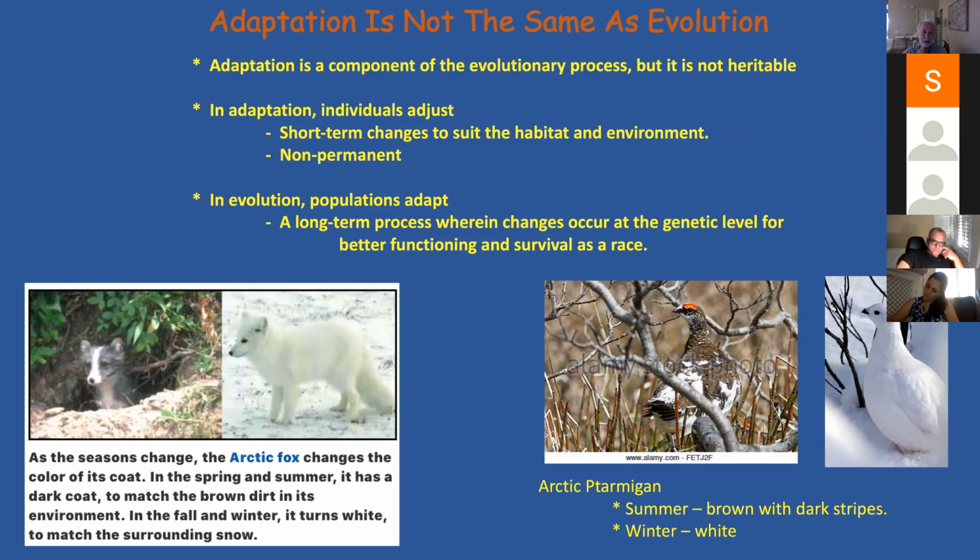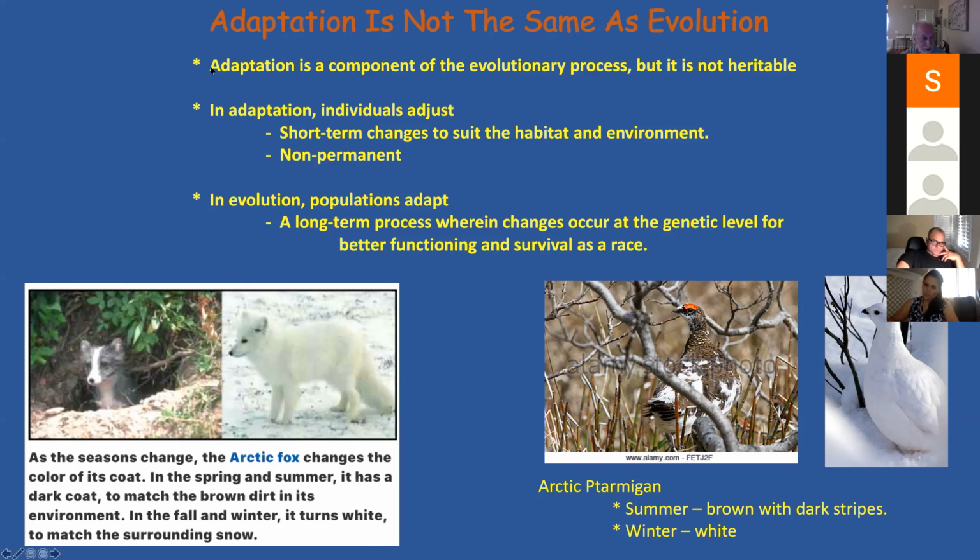In adaptation, individuals adjust, whereas in evolution, populations adapt. So in adaptation, there are short-term changes to suit the habitat and the environment, but they're not permanent, they're not genetic. In evolution, it's a long-term process wherein changes occur at the genetic level for better functioning and survival.